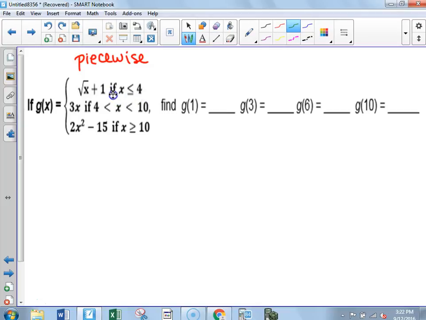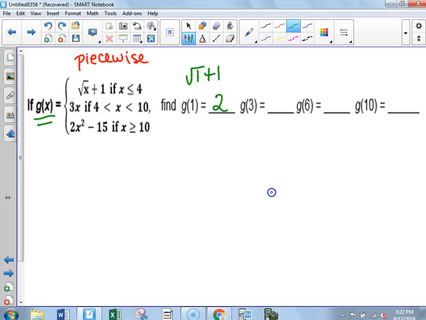It says if x, this is the definition of g. It's got 3 parts. If x is less than or equal to 4, this is the rule. If x is between 4 and 10, this is the rule. If x happens to be 10 or greater, this is the rule. Everybody good? So if I put in a 1, where do I put it? It's less than 4, so I put it in this one. And if you leave that answer, I'm going to write a big old frowny face, because the square root of 1 is 1 plus 1 is 2.